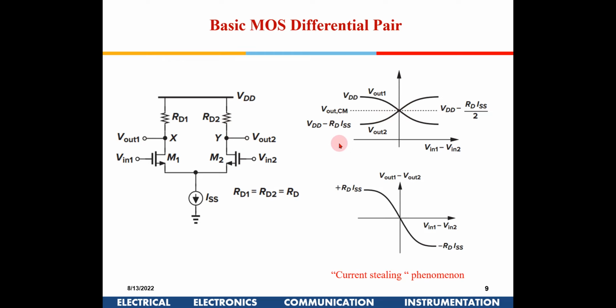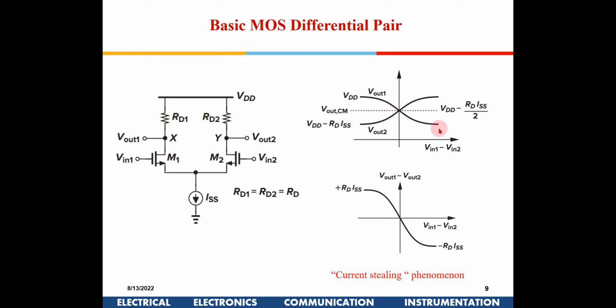Sir, is the y-axis representing voltage only? This curve is Vout2 voltage. This is Vout1 voltage. And the x-axis is Vin1 minus Vin2. That means this one which is going upside from left to right is Vout1. This which is rising is Vout2. It's written here Vout2, right? When Vin increases, this will decrease. So this is coming down.